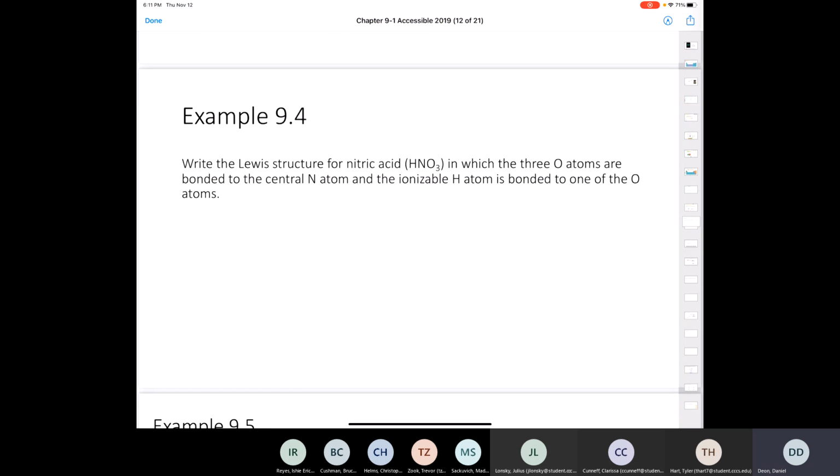Next example says draw a Lewis structure for nitric acid, HNO3, in which 3 oxygen atoms are bonded to the central nitrogen atom, and the ionizable hydrogen atom is bonded to one of the oxygens. This gives us a lot of information here. And the reason why they provide so much information is because we're just learning the concept. What we're going to do now is take a 5-minute break. And during that time, I want you to, of course, take a short break, but I want you to try this problem on your own. And when we come back, we're going to take a look at it.